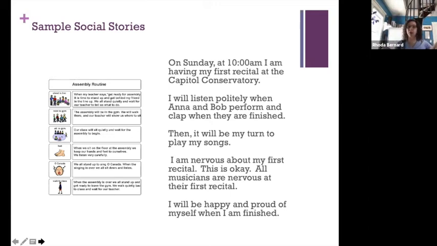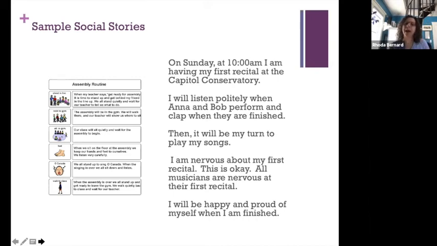So this is text only. It's probably for an older student, but the idea is, here's what's going to happen. Here's sort of step by step, and you can get more granular. You can say, I will go to this place. I will sit in the front row. You can be as granular as you want in terms of the steps.